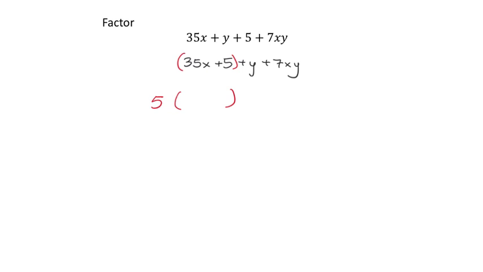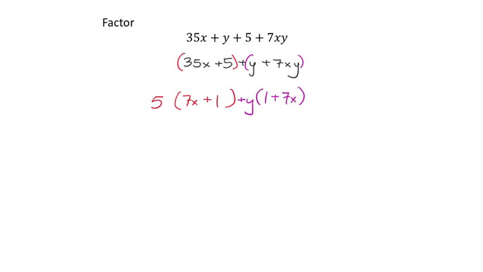So 35 divided by 5 is 7. We'll keep the x. 5 divided by 5 is 1. So that's a positive 1, so I have the plus 1. And then the second set, I can factor out a positive y, but inside what it leaves me with is a 1 and then a plus 7x.